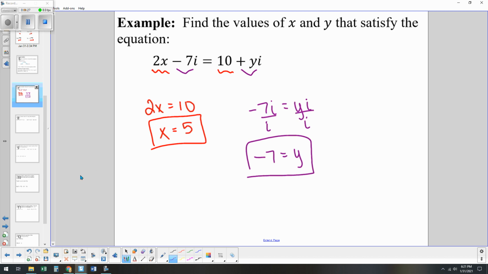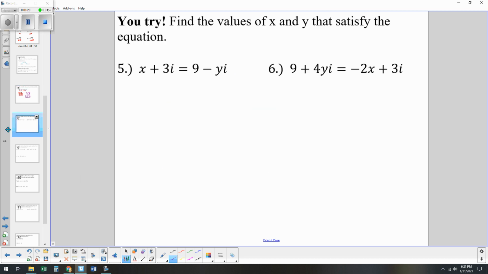Okay? You go ahead and try the next two. You could pause it, and I will show the answer. All right, if you got 5, you're good. 6 was trickier. Don't worry as much if you didn't get 6. Should have gotten 5.